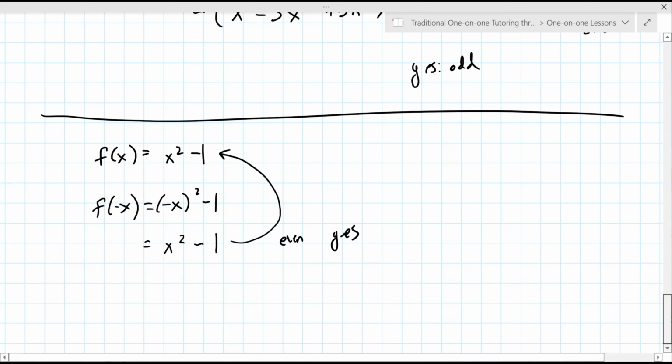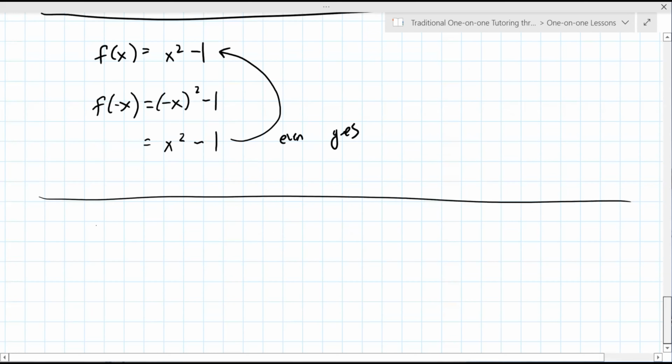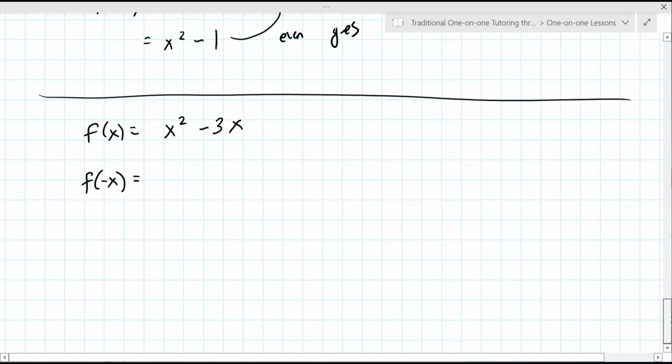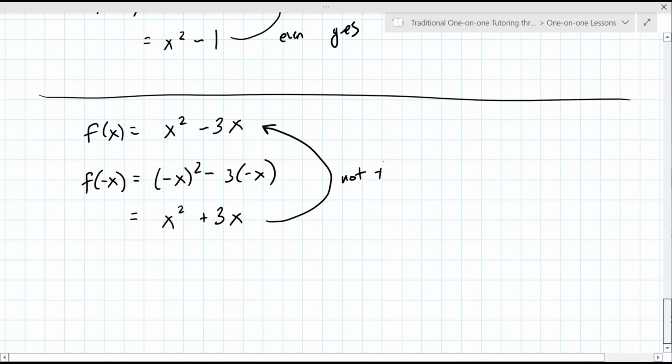But it's not that hard to make it into one that does not work. So let's do that now. Sorry, I meant to give you one that didn't work. Let's go x squared minus 3x. So we'll first find f of minus x. So that's minus x squared minus 3 times minus x. So this first one becomes x squared, and minus 3 times minus x becomes plus 3x. And this is definitely not the same as the original. And that's okay. That just means it's not even. Might be odd. We don't know yet.